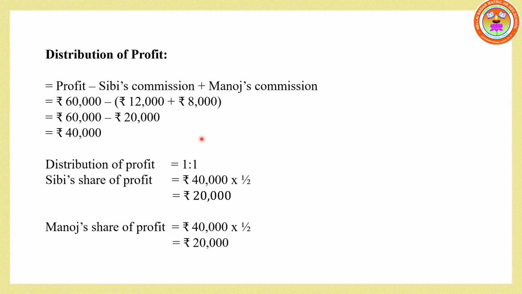So this 40,000 will be shared among these two partners in the ratio 1:1. That means equally. So Sibi's share of profit is 40,000 divided by 2, 20,000. The same thing Manoj will also get. Manoj's share of profit is 40,000 divided by 2, 20,000. So after the payment of commission to both partners, the remaining profit is 40,000. This 40,000 will be shared among Sibi and Manoj. Each will get 20,000 as distribution of profit.